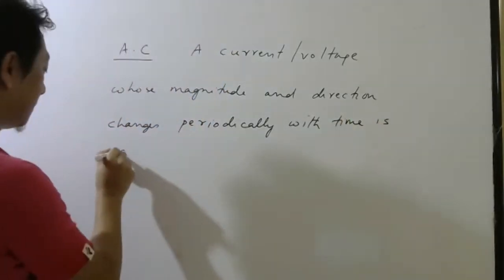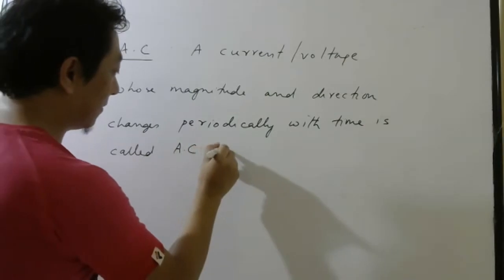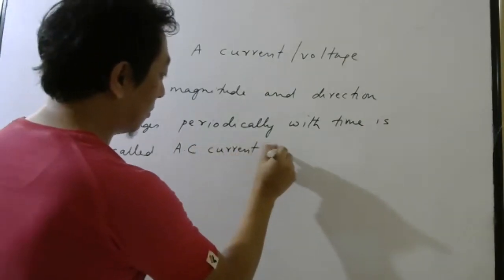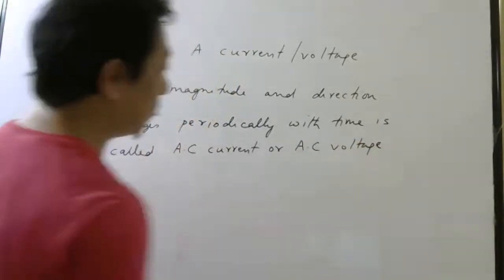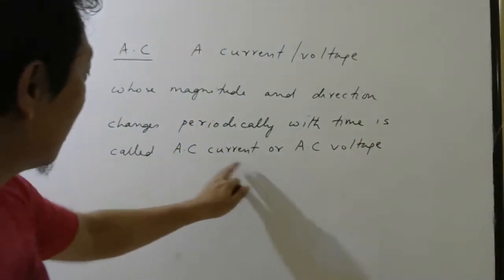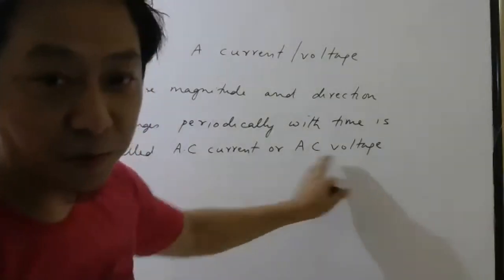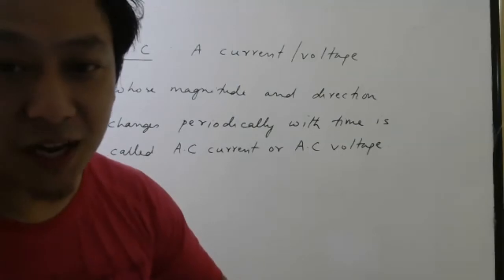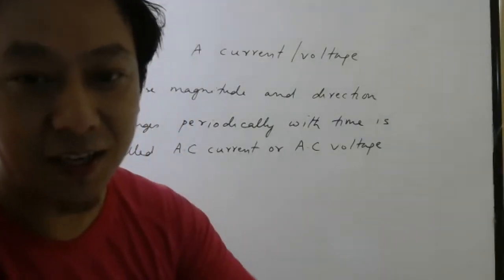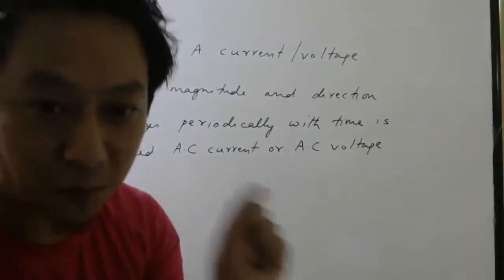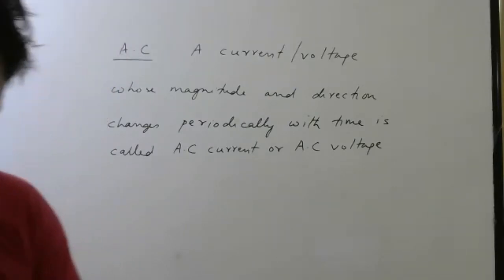Is called AC current or AC voltage. Now you may think, what is this, sir? AC itself means alternating current. I know that. But for voltage, we write like this, AC voltage. So when I say AC voltage, it does not mean alternating current voltage. It means alternating voltage. But while writing, we write AC voltage. And this is AC current. Okay.